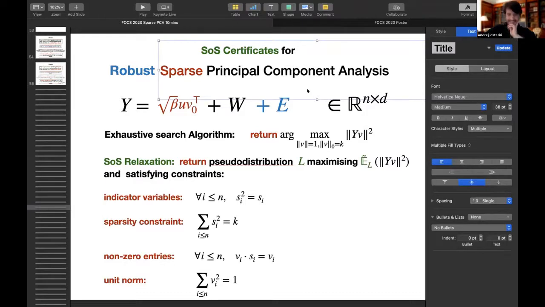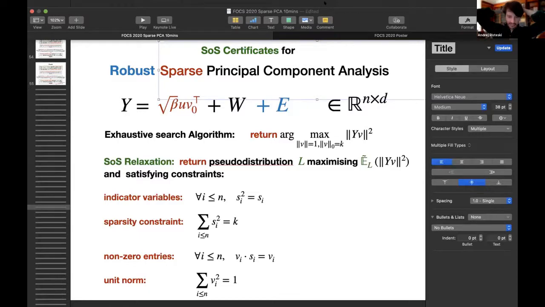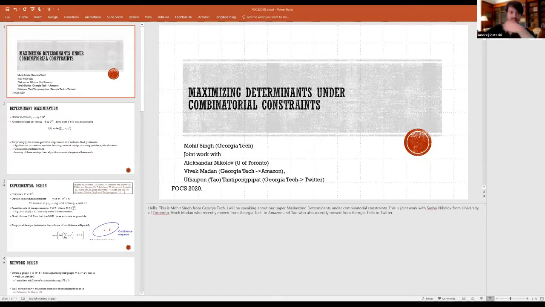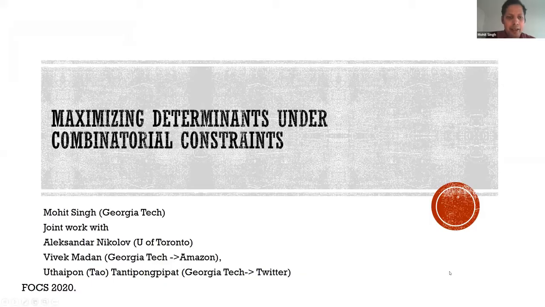Yeah. Cool. Thanks, Tommaso. So I guess we have the last talk of the session. We have "Maximizing Determinants under Matroid Constraints" by Vivek Madan, Sasha Nikolov, Mohit Singh, and Uthaipon Tantipongpipat. And I think Mohit is giving the talk. Yes, thanks, Andre. Let me try to share my screen. Can you see my screen and hear me? Yes, you're good. Okay. Thanks everyone, and thanks for sticking around for the last talk of the session.